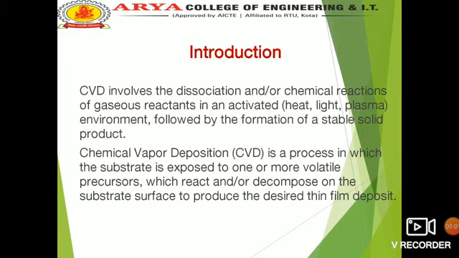Chemical vapor deposition is a vacuum deposition method used to produce high quality, high performance solid material. Chemical vapor deposition is a process in which the substrate is exposed to one or more volatile precursors which react or decompose on the substrate surface to produce the desired thin film deposit.